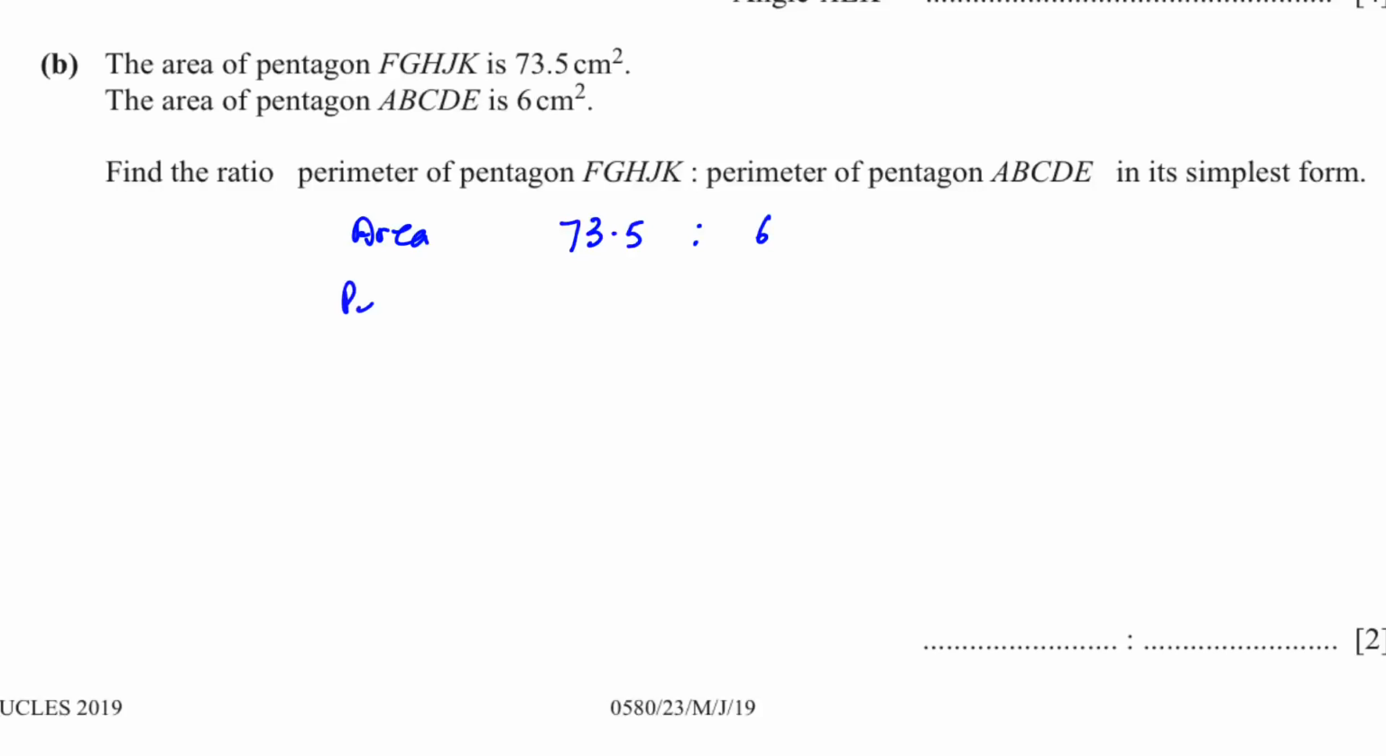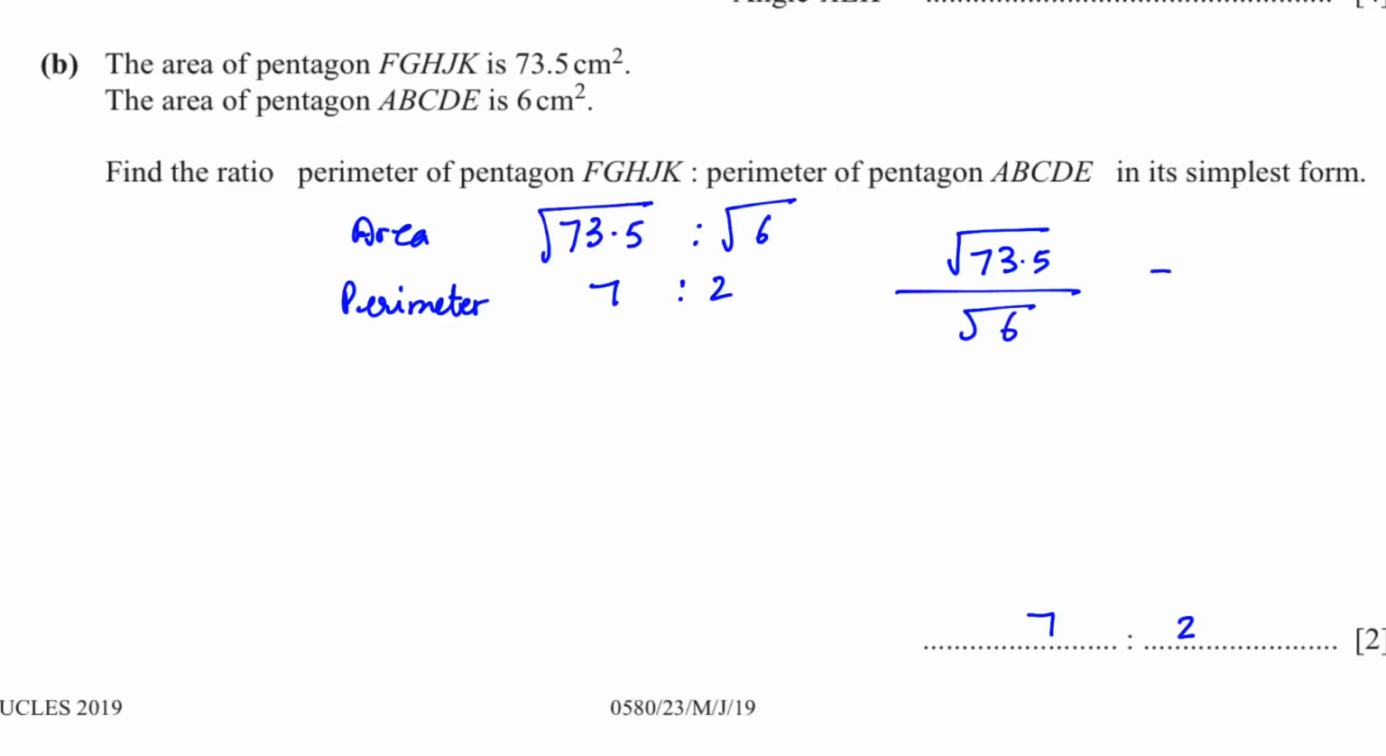But this is for area. For perimeter, because it is sides, it's one-dimensional, you will have to square root 73.5 and square root 6. When you put this in the calculator, you will get 7:2. So your ratio is 7:2. When you're putting in the calculator, put the whole thing together like this. Square root 73.5 over square root 6 and you will get 7:2. And then you write it in this form.